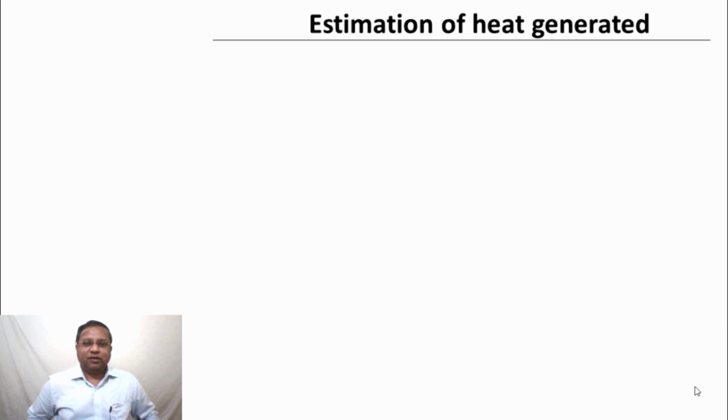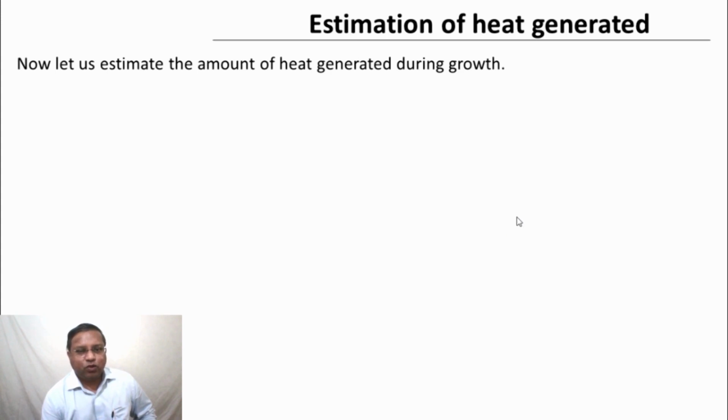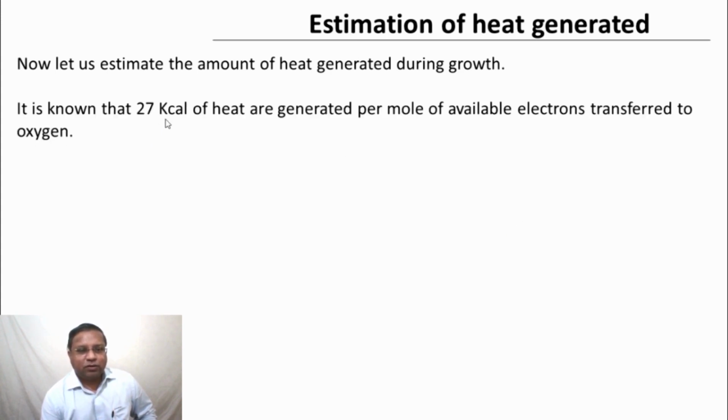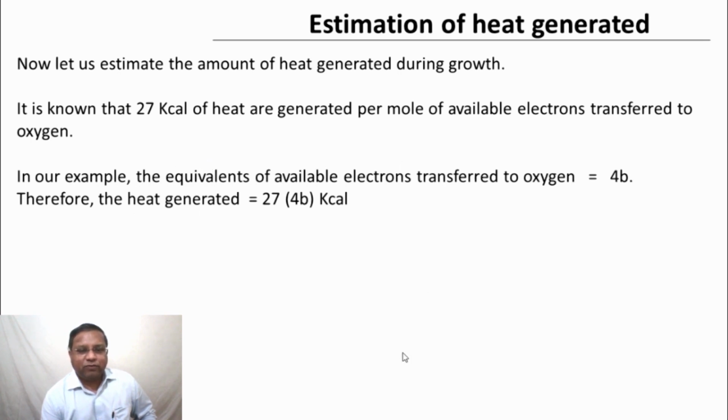Now using these, let me show you how to estimate the heat that is generated from the cells in the bioreactor during growth. I said the power of this method comes because the rule of thumb values are known, right? So it is known that 27 kilocalories of heat are generated per mole of available electrons transferred to oxygen. That is epsilon, the fraction of available electrons transferred to oxygen. For every mole of electrons transferred to oxygen, 27 kilocalories of heat are generated. In our example, the equivalence of available electrons transferred to oxygen is 4b. Therefore, the heat generated is 27 times 4b kilocalories.